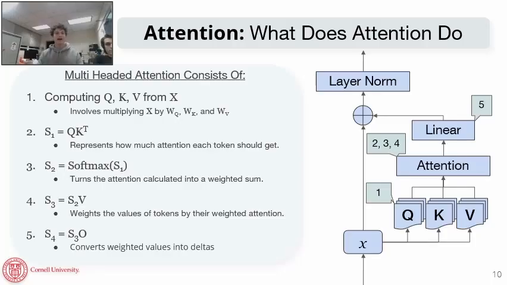And then finally, this goes through a layer normalization, which normalizes all the weights before being added back to the initial input x as a delta.